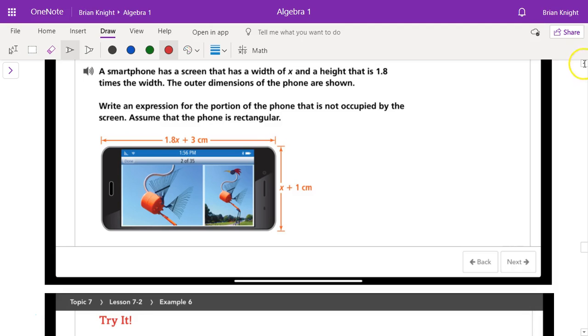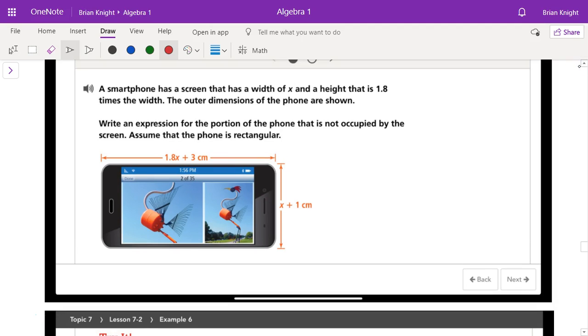So, this is taking what we've learned and applying it to a real life problem. Okay, so a smartphone has a screen that has a width of x and a height that is 1.8 times the width. Okay, so again, that's talking about the what? The screen. That's not talking about the entire thing. It's just the screen. Okay, the outer dimensions on the phone are shown.